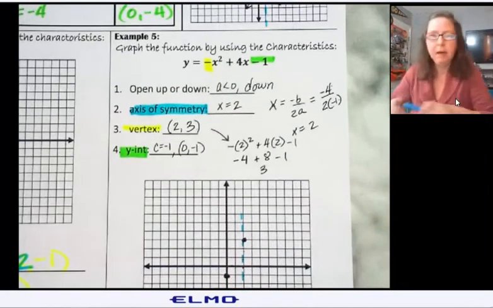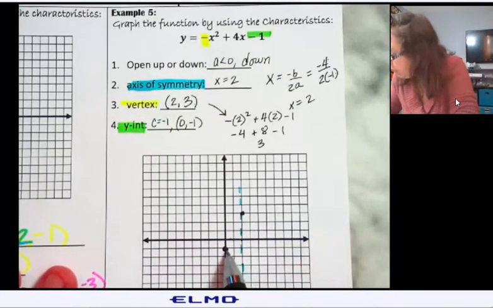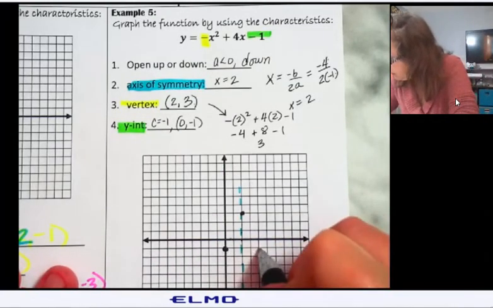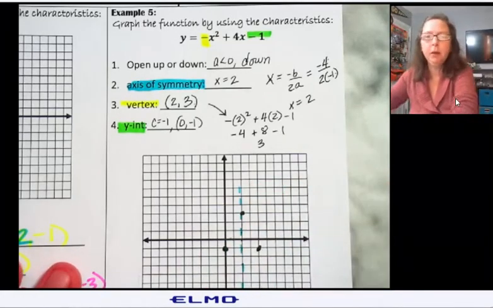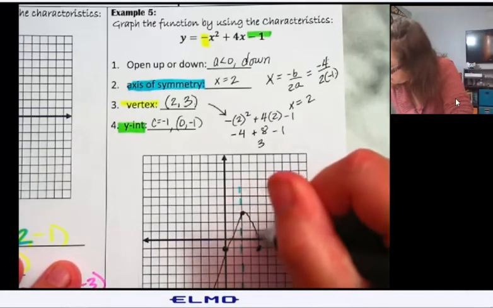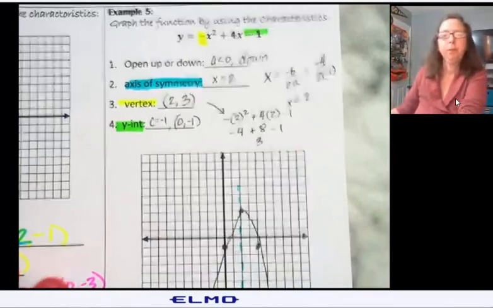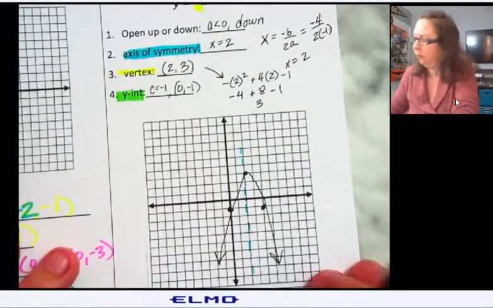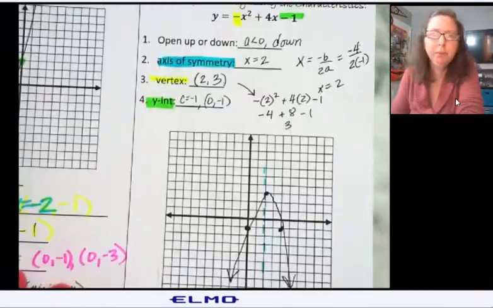Okay, so now I can reflect my y-intercept over the axis of symmetry. And then I'm ready to connect my 3 points with a nice curve. Well, I do a really bad job at the curves. All right, and that's it. So I have graphed this quadratic function.